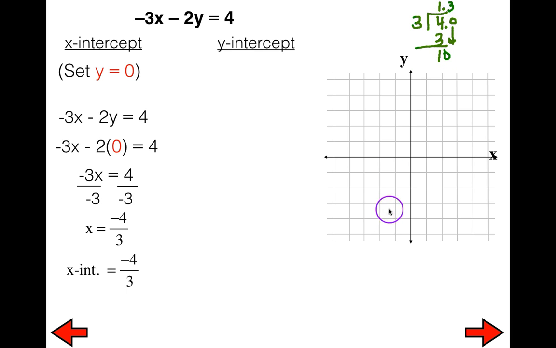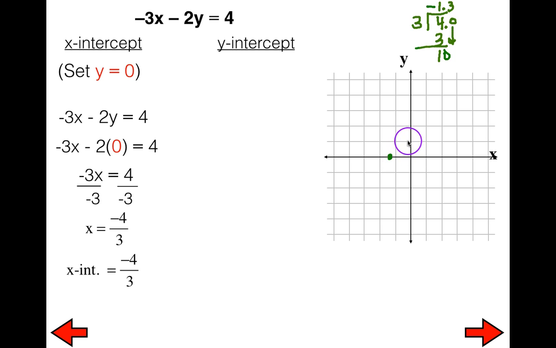And really, this is enough. Okay, 1 3/10, because that's all I need to know. I can place a point on the graph right now. On the x-axis, it's going to be placed at negative 1 3/10, which is about here.